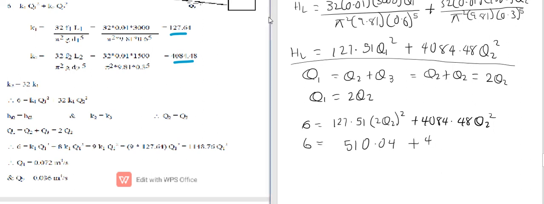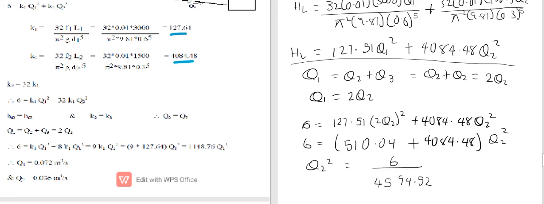So now 6 will be equal to 510.04 plus 4084.48, all into bracket, then this is Q2 square. So Q2 square will be equal to 6 divided by the summation of these two, which is 4594.52, and this expression will give us 1.306 times 10 raised to power minus 3. Now finding the square root to get Q2.